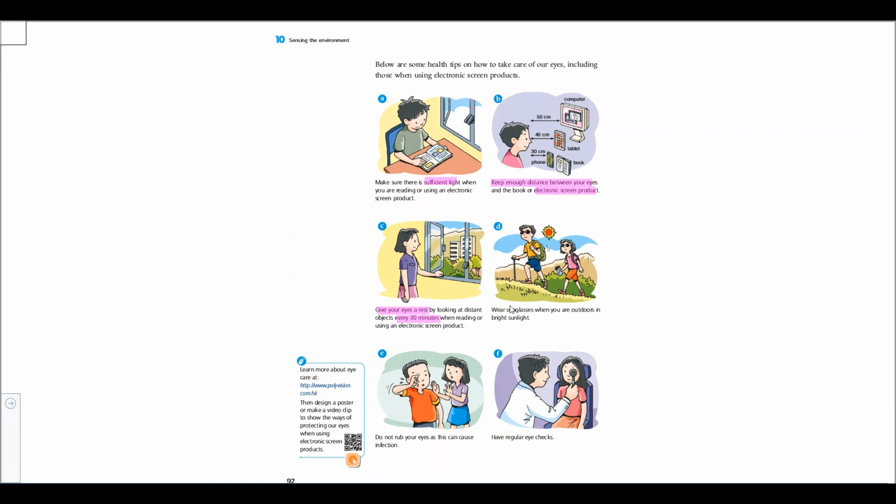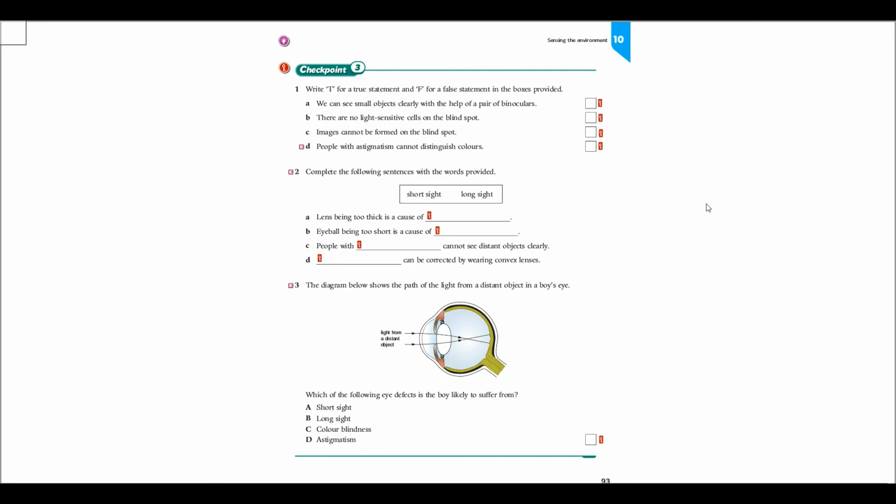And the fourth one will be about strong light. If you have a very strong light, it may hurt your eyes, so wear sunglasses when you're outdoors. And then do not rub your eyes because it can cause infection, and also have regular eye checks. These are just very similar common actions you can take to protect your eyes. And onto the final page would be checkpoint 3. So now pause the video and try to do the questions. I'm going through the answers with you right away, so pause the video now and do it.